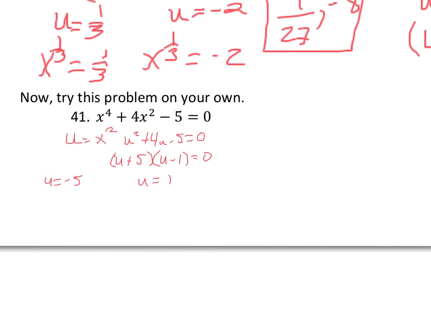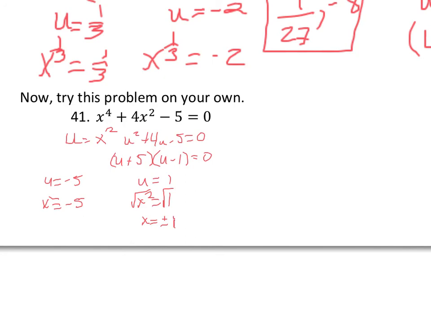Okay. But now again, we don't want u, we want x. So we get x squared is negative 5. And we get x squared is 1. Now what? Square root both sides? So what do I get? So over here on the right, I get x is 1. Or sorry, I'm square rooting both sides, my fault. So x is not just 1, it is, yeah, square root 1, it's plus or minus 1, right? Because negative 1 squared is 1.